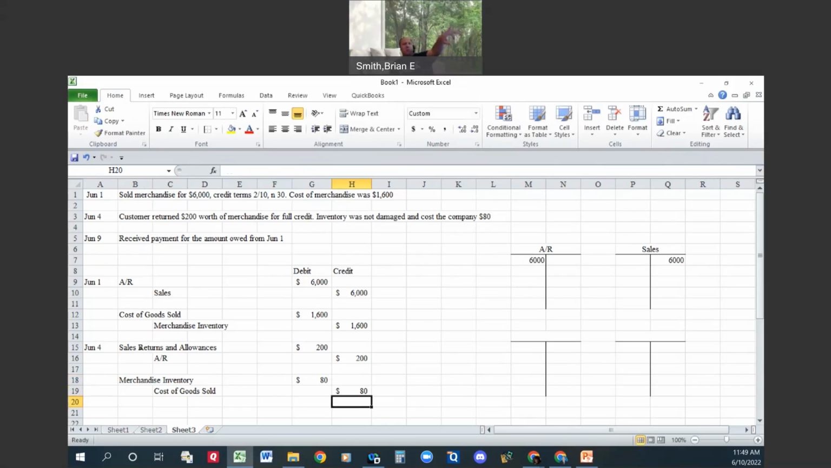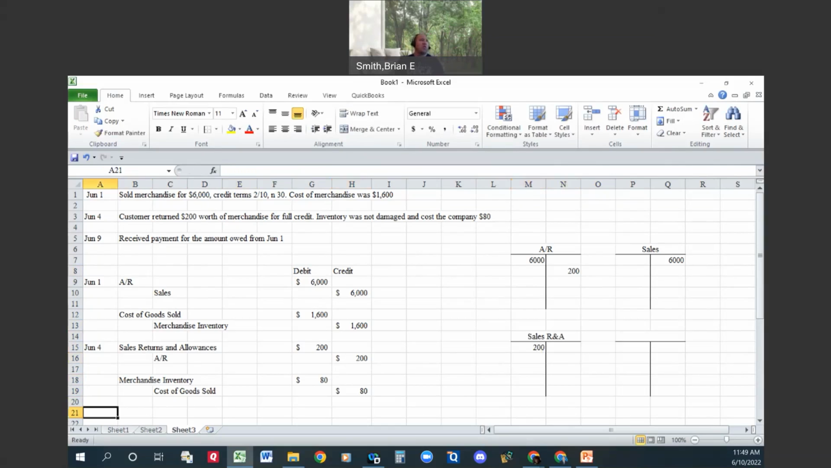Now, we didn't sell it anymore, so that's why we're going to back it out of cost of goods sold and fix our merchandise inventory. And then, let's populate over here. So we return $200. Sales returns and allowances.